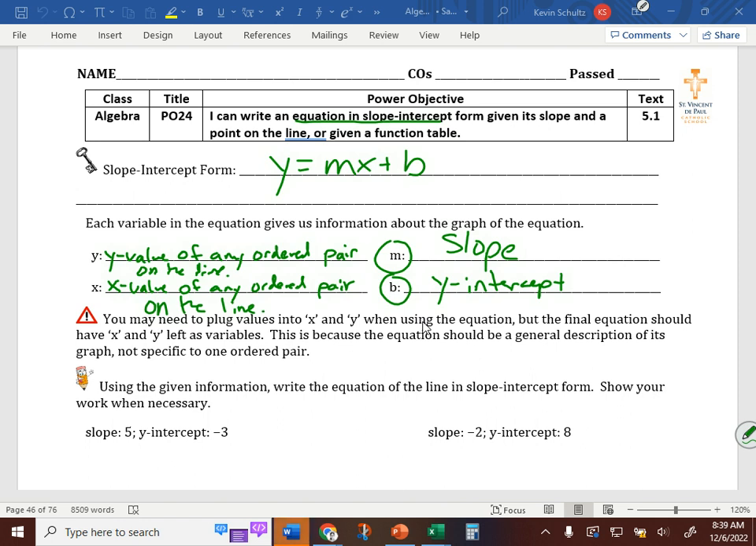Okay? So today our focus is going to be writing equations in slope-intercept form, meaning we have to get the slope, we have to get the y-intercept, but how we're going to accomplish that goal varies depending on how the information is provided for you. Are we clear on what the goal is? All right, let's do it.